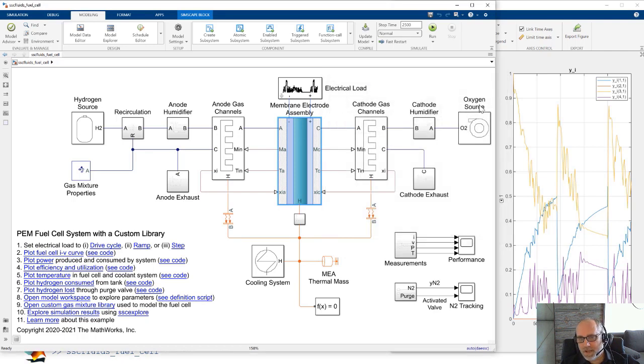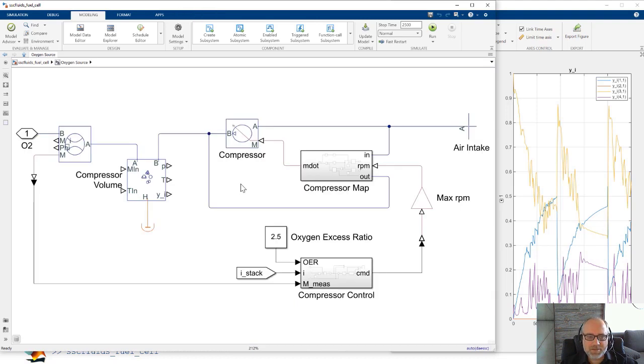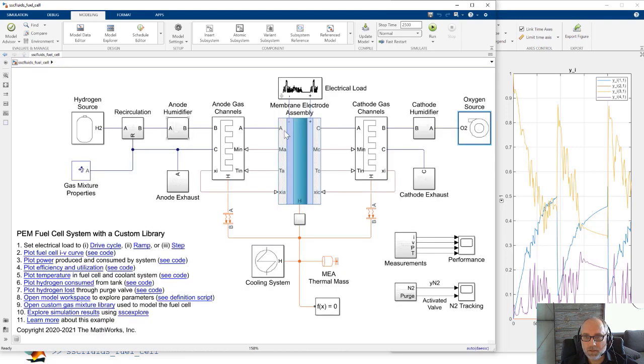Now, if we look to the right side, that's the oxygen path. And it is built up very similarly to the hydrogen path. The only big difference is that oxygen is coming from the environment. It has the ambient pressure, about 1 bar. So we need a compressor here to increase the pressure. But we also have controllers here in a similar way, driven by the current demand from the electrical side. We have humidifiers built up in the same way, cathode built up in the same way as on the anode side, and then a cathode exhaust.